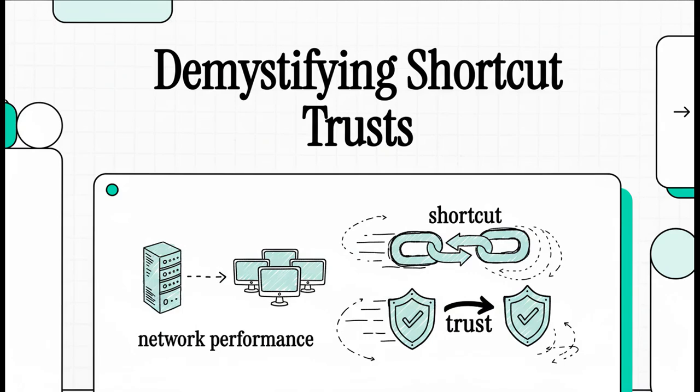Okay, if you've ever managed a large network, you know the feeling, that frustrating lag during authentication. But what if I told you there's a powerful, often overlooked feature in Active Directory that can totally fix it? Today, we're going to demystify the shortcut trust, what it is, why it's so important, and how it can literally act as a superhighway for your network traffic.